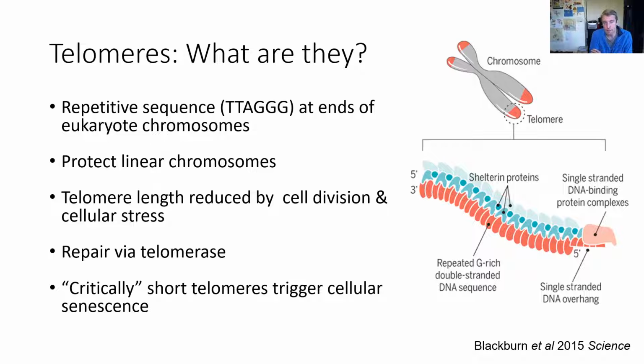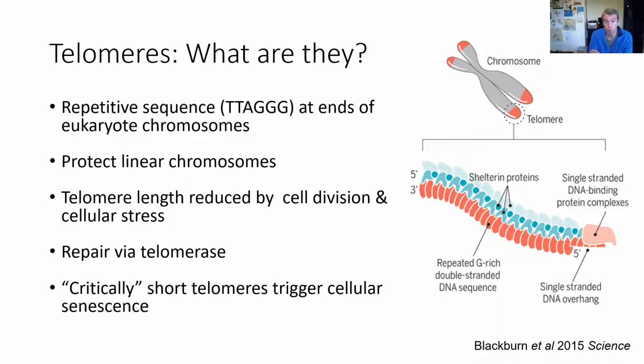Telomeres are eroded, so telomere length is reduced by cell division: a small amount of telomere is lost at every cell division due to the so-called end replication problem. And it's also known that various forms of cellular stress, particularly oxidative stress, target telomeres and can reduce telomere length. And there are processes that can restore telomeres, particularly the enzyme telomerase, which can lengthen telomeres.